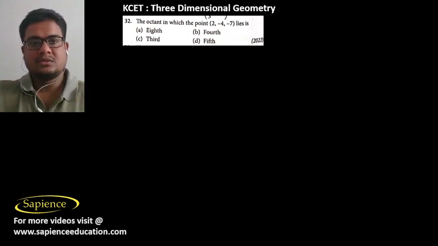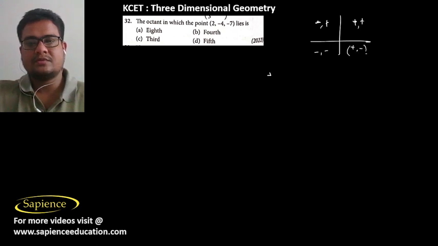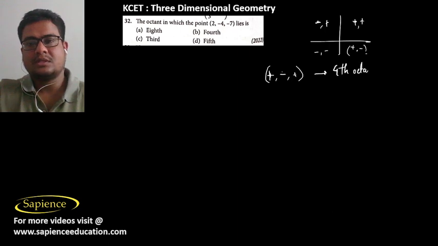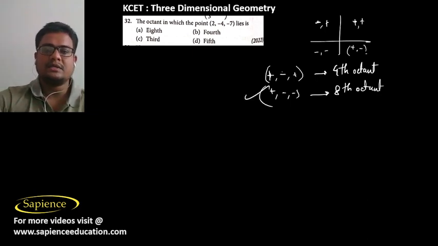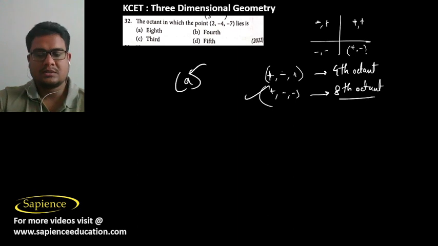Then question number 32, it is told the octant in which this point lies. So we know that the first quadrant is plus comma plus, second quadrant is minus plus, third quadrant is minus minus, and fourth quadrant is plus minus. So if the octant has sign plus, minus, and plus, then it is in the fourth octant, and if it is plus, minus, minus, then it is in the eighth octant. So here it is given 2 comma minus 4 comma minus 7, so it is in the eighth octant. So option A is the correct answer.